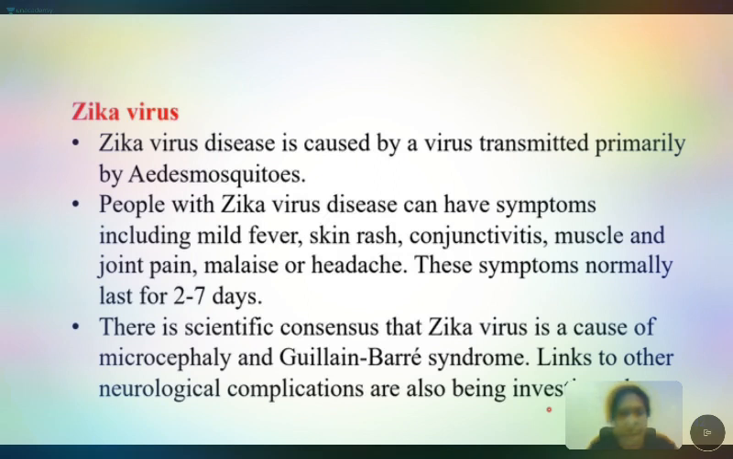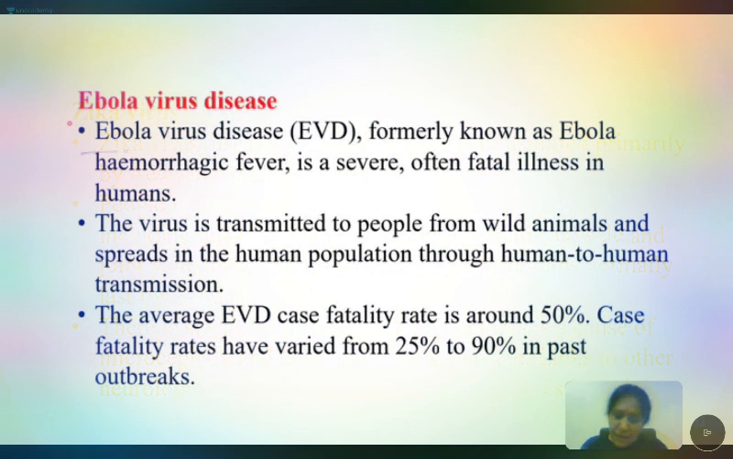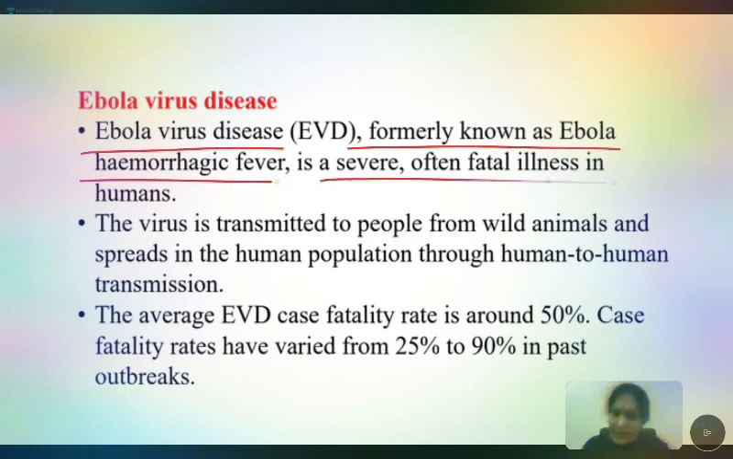Okay, then this is about Zika virus. Next, Ebola virus. Ebola virus disease, formerly known as Ebola hemorrhagic fever, is a severe, often fatal illness in humans. Hemorrhage means what? Blood vessels will get ruptured and they can lead to internal bleeding. Clear? Sometimes there is bleeding from the ears and the nose also. If the hemorrhage is severe, they can even bleed from the ears and nose.